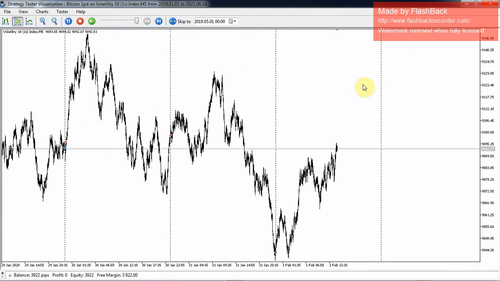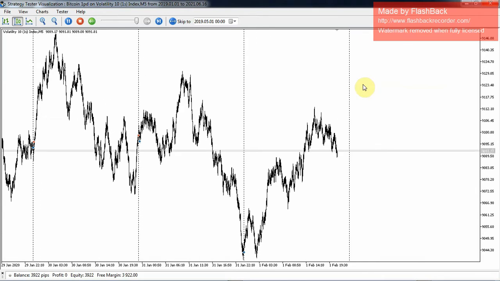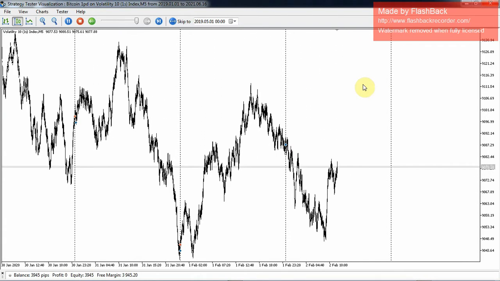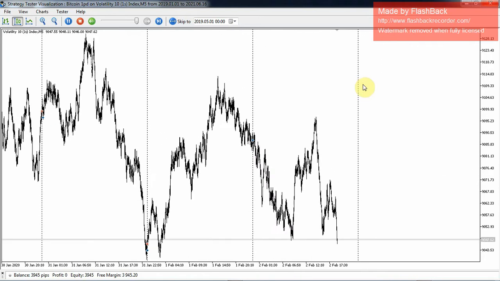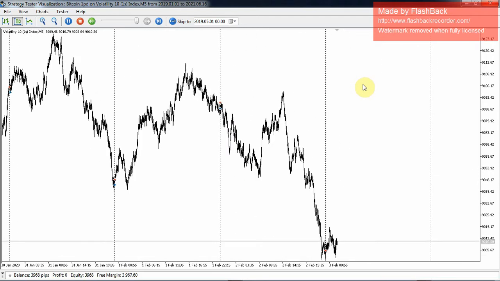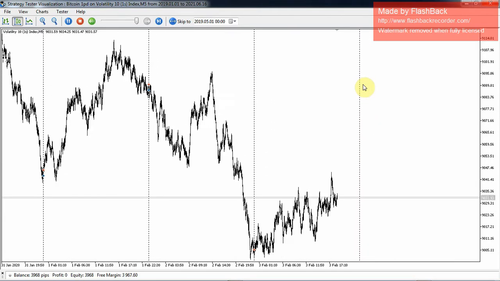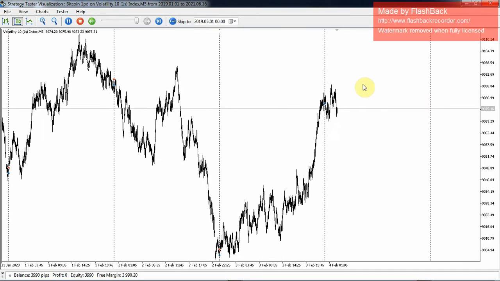In a month, you are guaranteed 30 trades. In 2 months, roughly 60 trades. In 3 months, if you go for the 3-month subscription, you will be guaranteed roughly 90 trades.